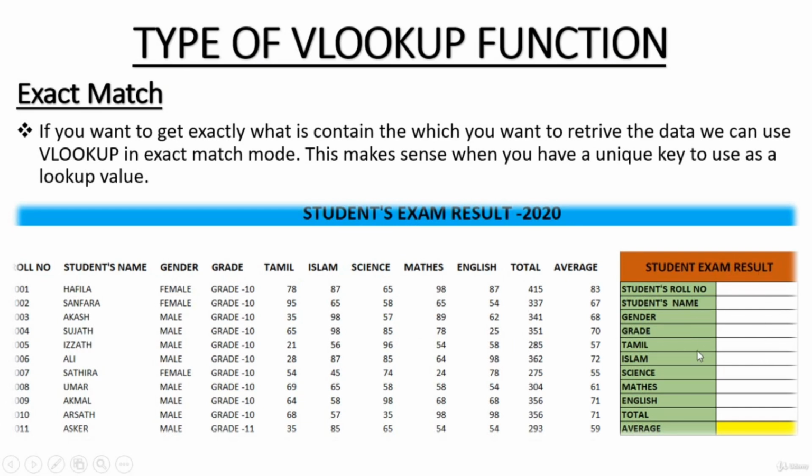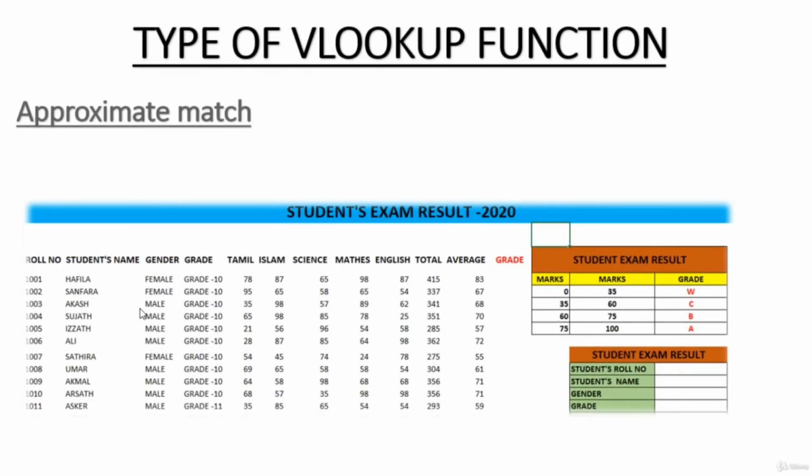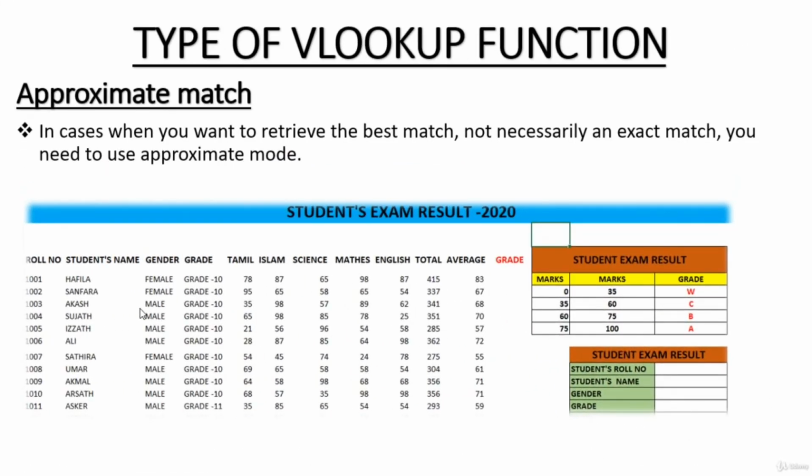So likewise, exactly what appears in the table should be retrieved. This is called an exact match. The next one is approximate match. Approximate match means that when you want to retrieve the best match, not necessarily an exact match, you need to use the approximate mode. You can see here the student exam result, right?